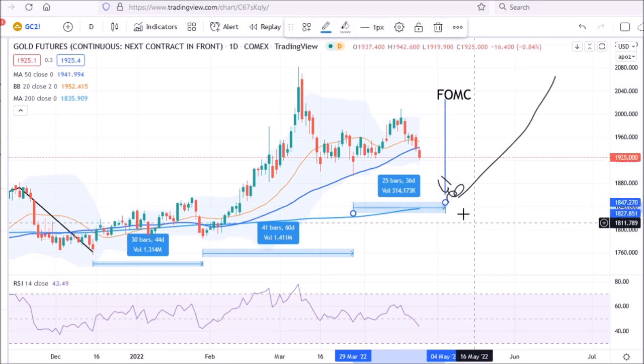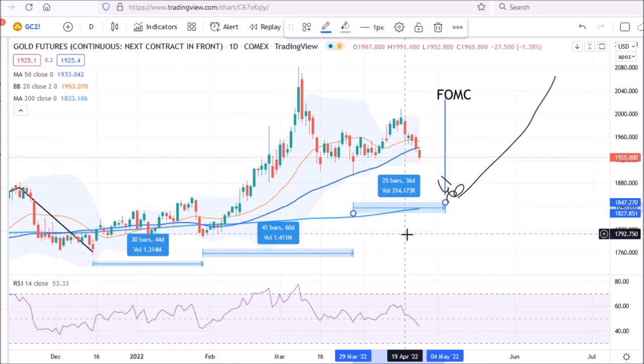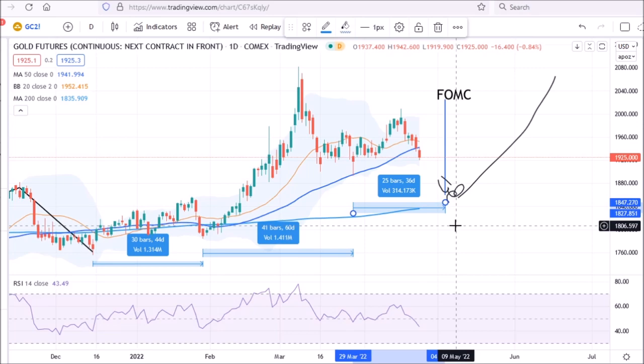If the daily cycle continues for another couple of weeks, that gives us an intermediate cycle lasting for 136 days, 140 days. That's a little bit less than usual. Usually the intermediate cycles in gold last for around half a year.